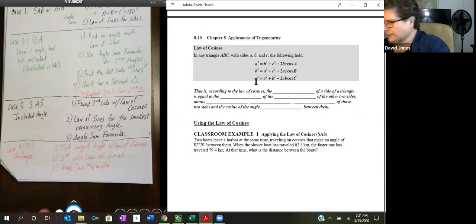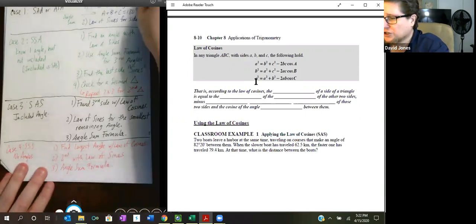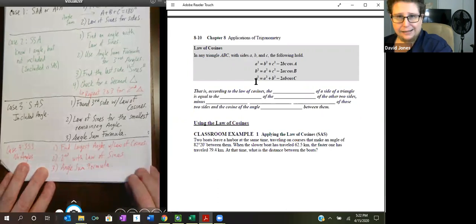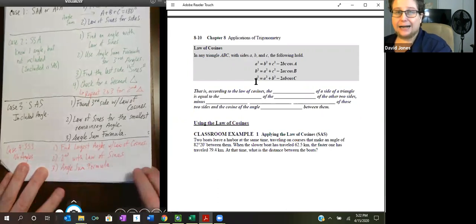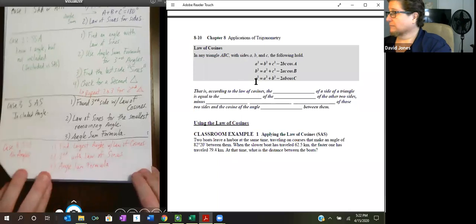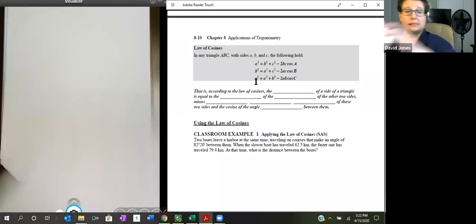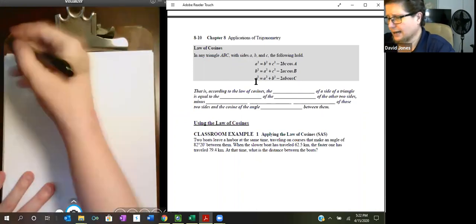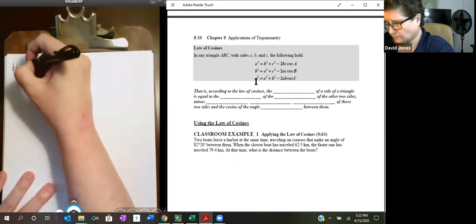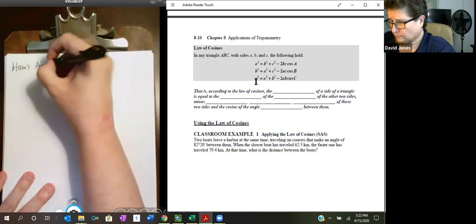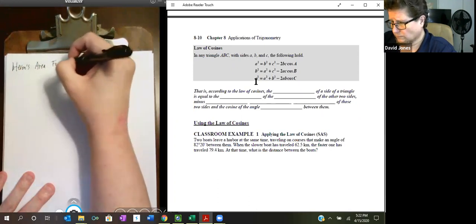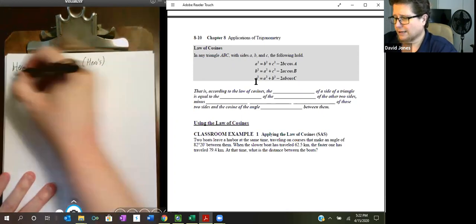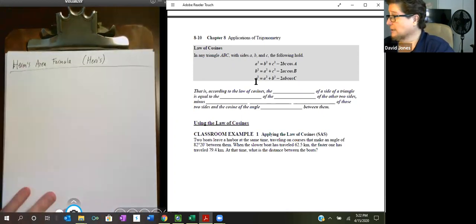So one final thing, I think they throw it in here just to show you. I would never test you on this, but it's neat. It's a neat trick way of finding the area of a triangle. So let's take a look at it. It's called Heron's area formula. And sometimes it's called Hero's. I don't think they know for sure what the guy's name was.